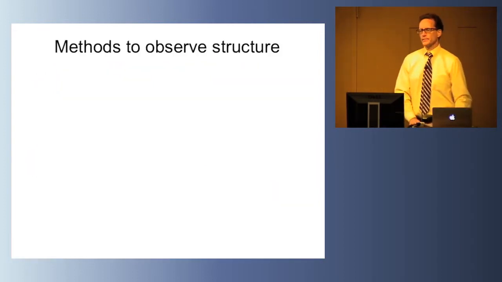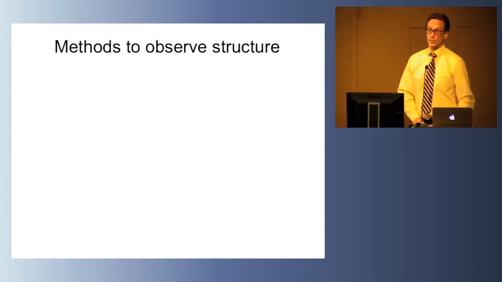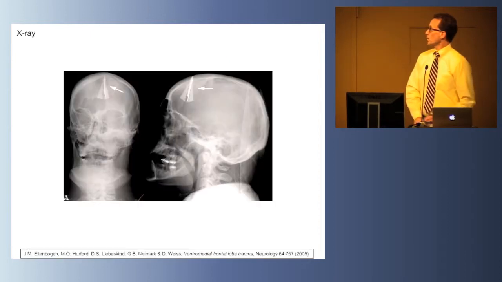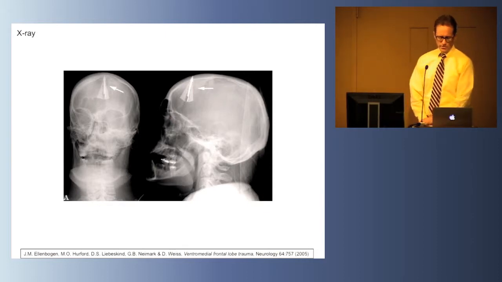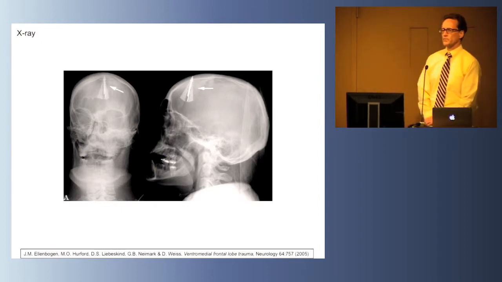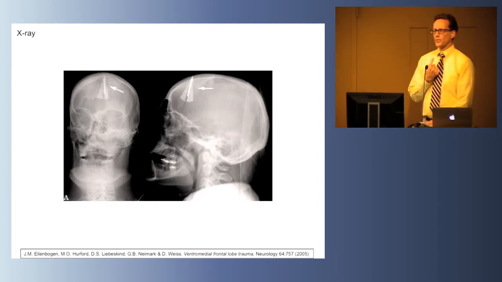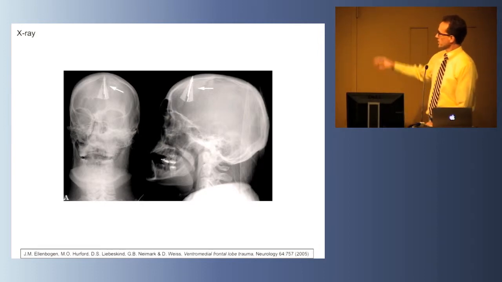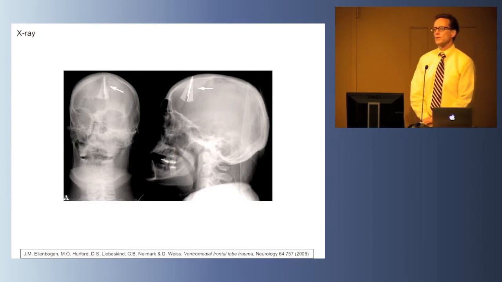Let me first summarize the methods used to observe the structure of the brain. One of the first methods discovered is X-ray. So this shows an X-ray of a poor individual who tried to commit suicide by shooting himself in the head with a crossbow. And so you can see the structure of the skull, and you can see the location of the arrow in this poor gentleman's head.